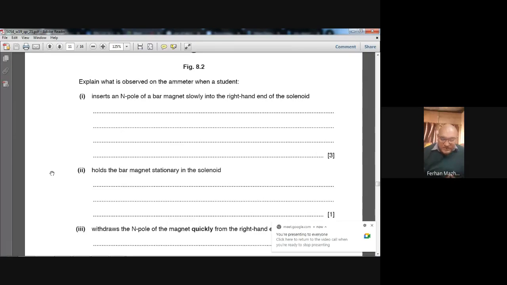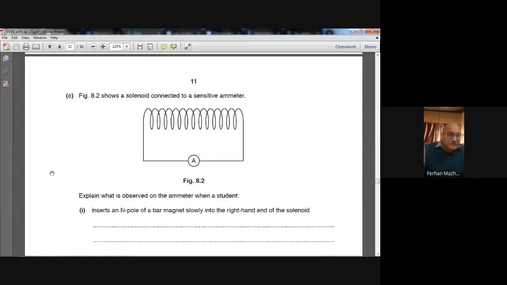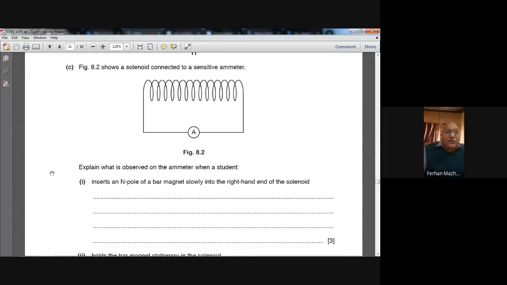And today we are doing the October-November 2019 paper 2-1. We have decided to do section B. We are on question number 8, its C part. The question is: explain what is observed on the ammeter when a student inserts a north pole of a bar magnet slowly into the right hand end of the solenoid.